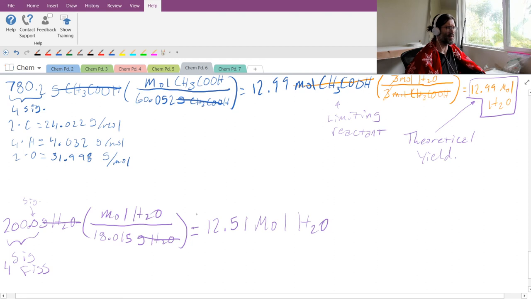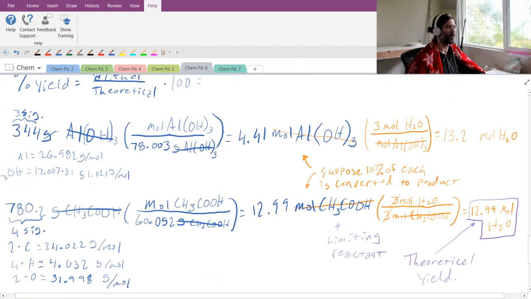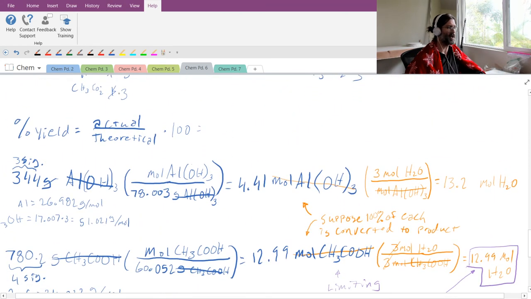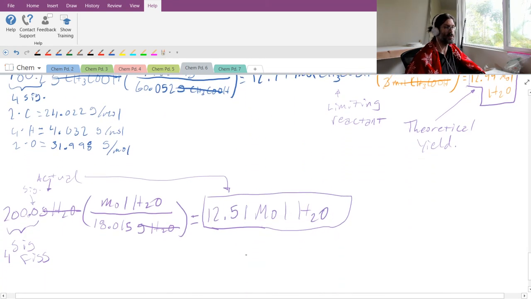And what is that? That's our actual yield, right? We took our actual yield, so this is our actual yield. And now we have actual over theoretical times 100. We have a theoretical yield and an actual yield.